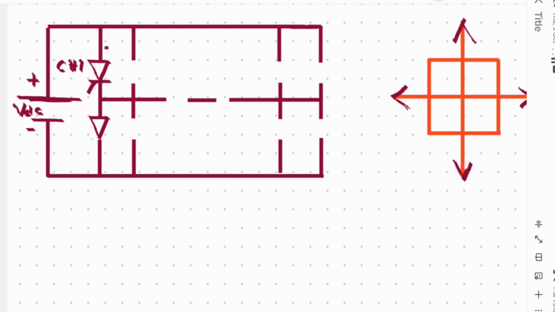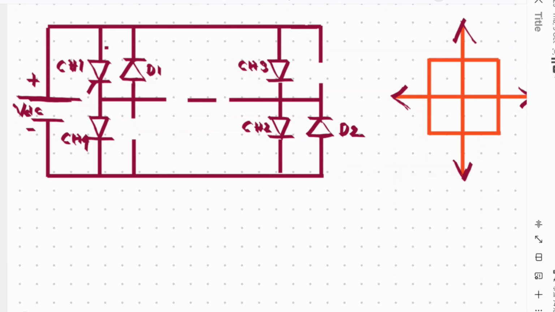This is the next chopper, this is chopper 4, chopper 3, chopper 2. Then in anti-parallel, four diodes are connected. So this is diode 1, D1, diode 2, diode 3, and diode 4.